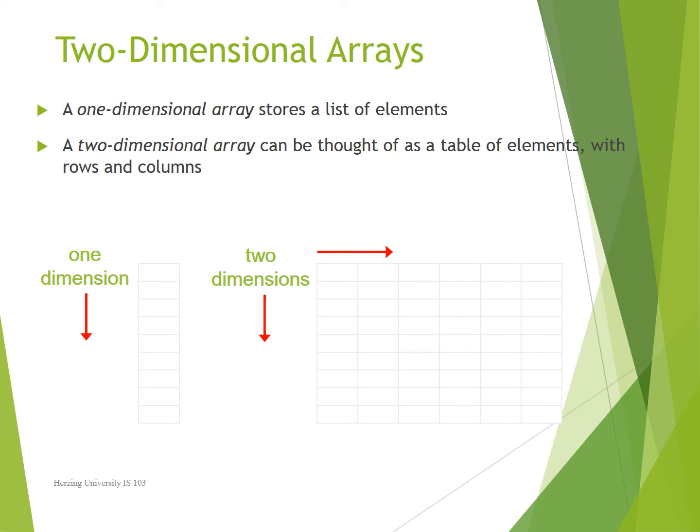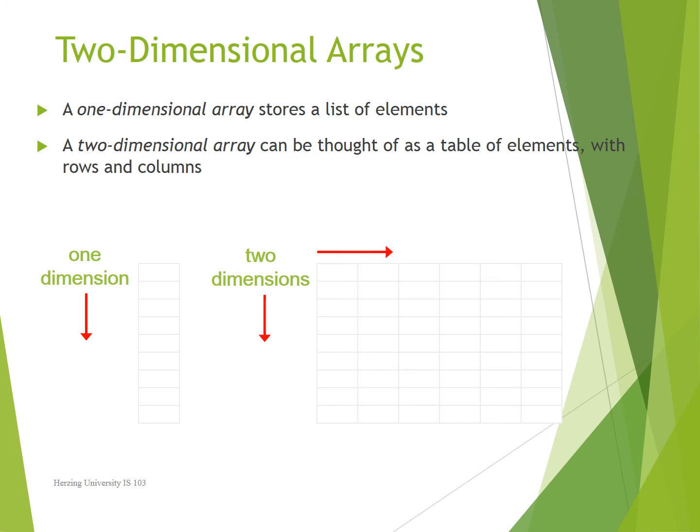Two-dimensional arrays. A one-dimensional array stores a list of elements. A two-dimensional array can be thought of as a table of elements with rows and columns. If you look at the example below, you have a one-dimension array, which basically looks like a list.